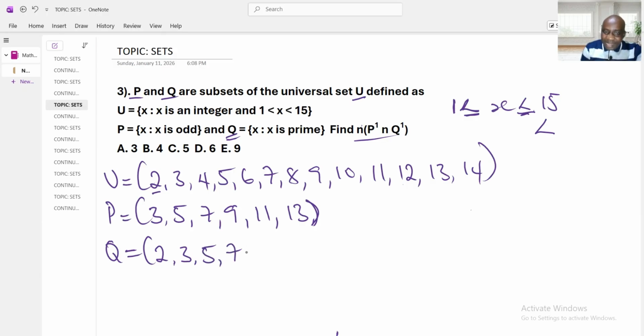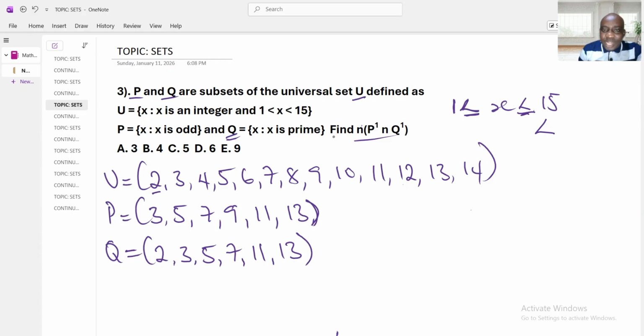7 can be divided by itself and 1. 8 can be divided by 2, no. 9 can be divided by 3, so 9 is not a prime number. Therefore, the next one is 11. The next one is 13. 13 can only be divided by itself and 1. That's all. Now we have formed the sets Q and P.